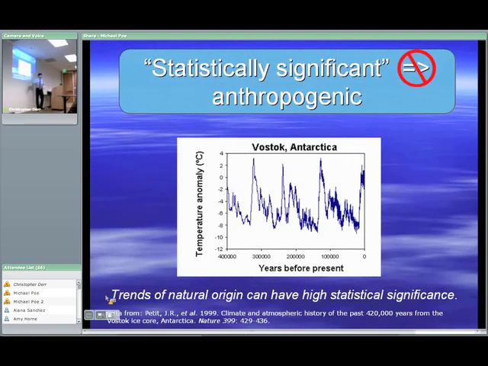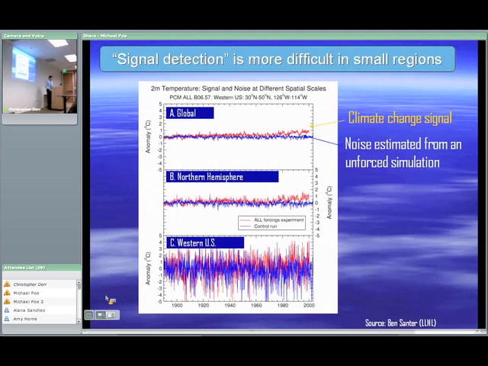This is going back 400,000 years. Temperature changes on Greenland. Okay, these are huge changes, with a huge amount of statistical significance. They have nothing to do with humans. It's ice ages coming and going. So climate can change for natural reasons as well as human reasons. So just because we see a trend doesn't mean it's human.